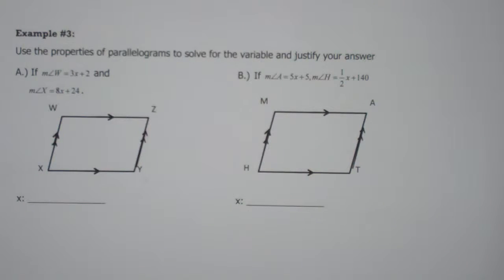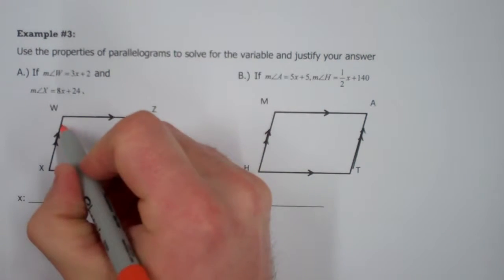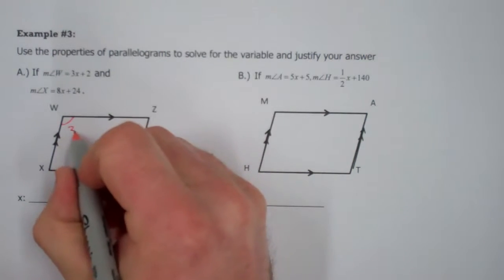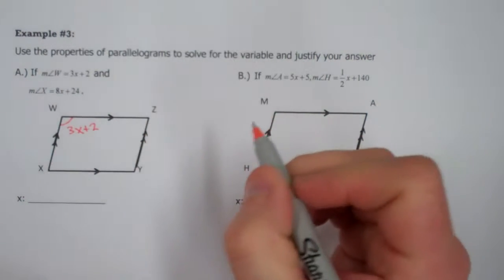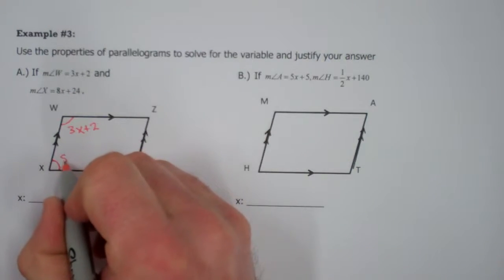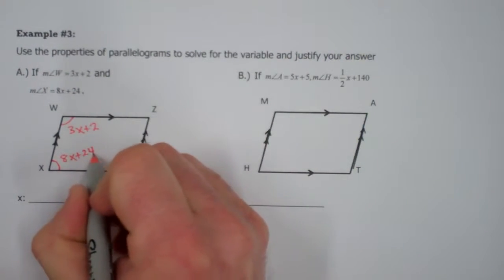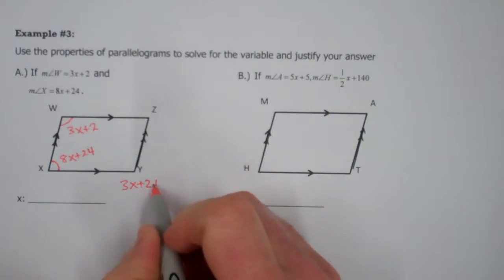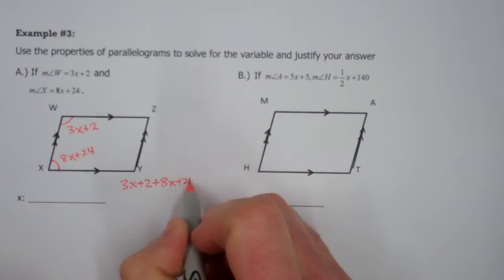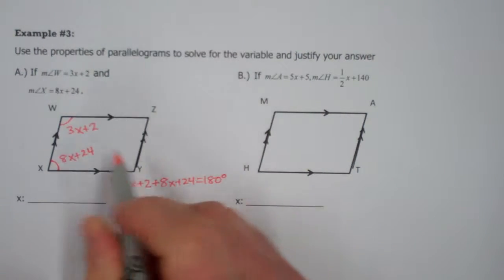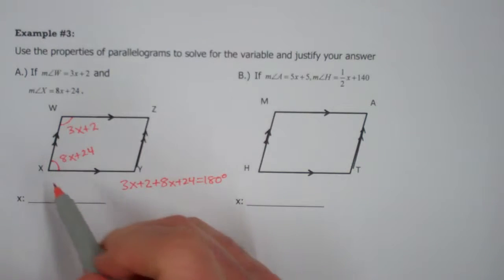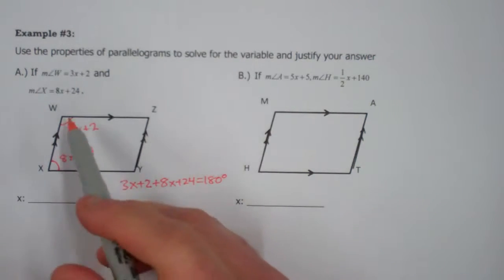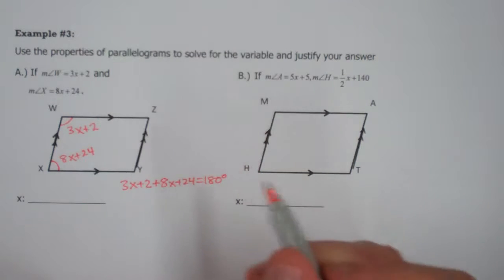In this example, we want to use the properties of parallelograms to solve for the variable and then justify our answer. Well, the measure of angle W here is 3x plus 2. Hopefully you can see that. The measure of angle X is 8x plus 24. And we know that 3x plus 2 plus 8x plus 24 has to equal 180 degrees. These are on the same side of the parallelogram, if you will, and so they will be supplementary.